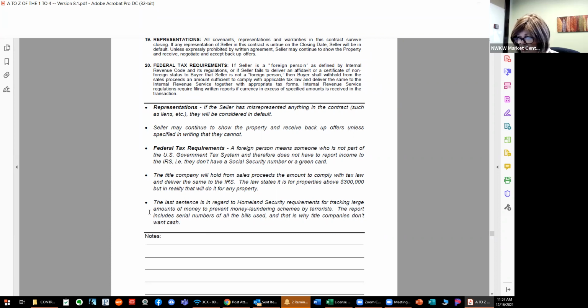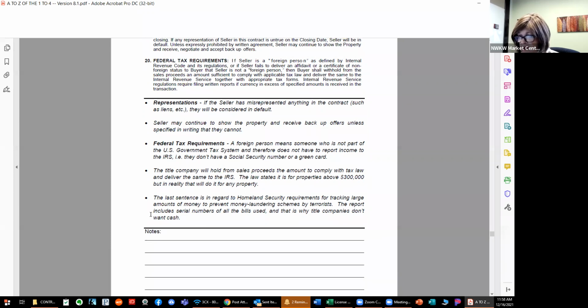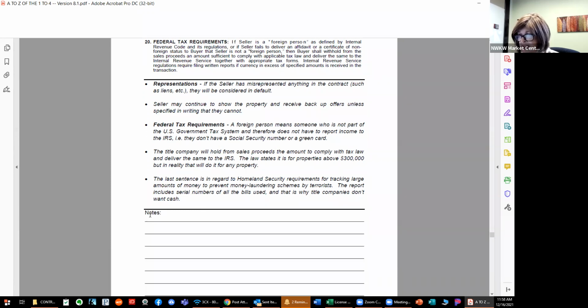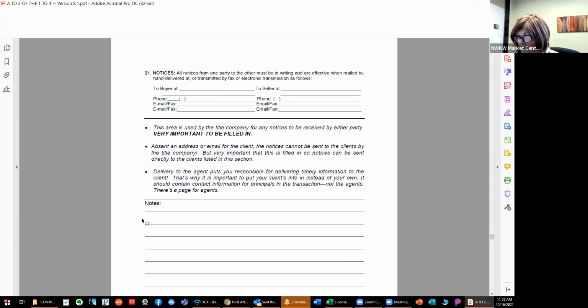And the last sentence is just in regards to Homeland Security requirements. So that's about all that is. They don't want money and they don't want cash, no suitcases of money.